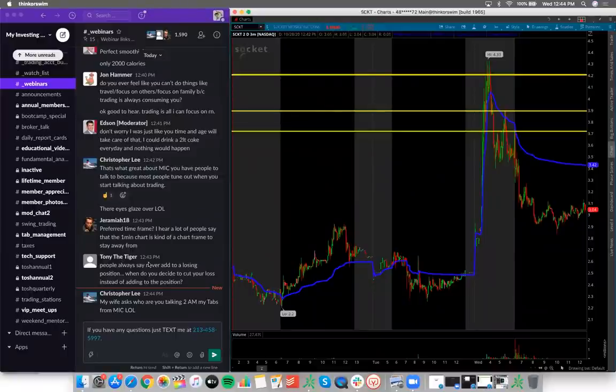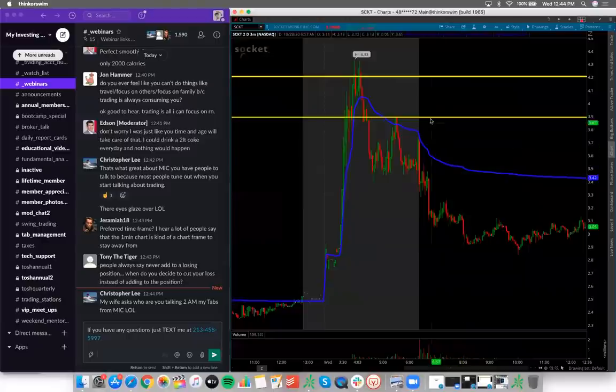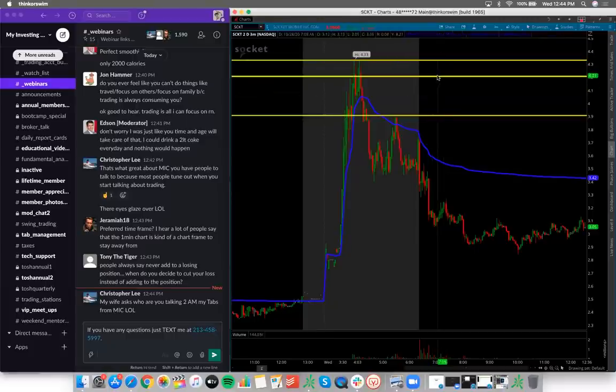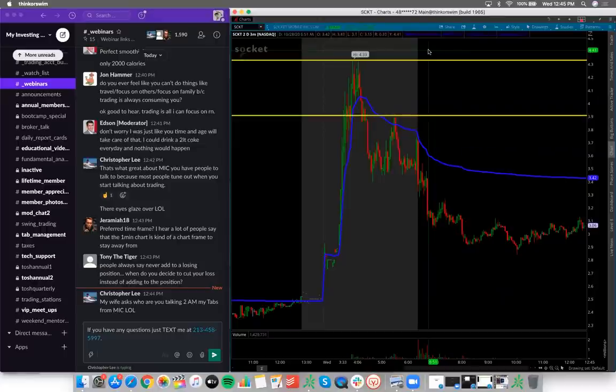People always say never add to a losing position. When do you decide to cut your loss instead of adding into your position? So Tony the Tiger, funny name, by the way. When the chart tells you to get out. So right here, if I am scaling, I'll keep it as simple as possible. Say I wanted to scale this entire area, because there's a top right here and there's tops up to here. Say I wanted to scale this entire area from 390 to 433. Bro, it's not that my P&L is telling me to stop out here. The chart is literally telling me to stop out right here. If I don't stop out right here, I'm an idiot, dude.